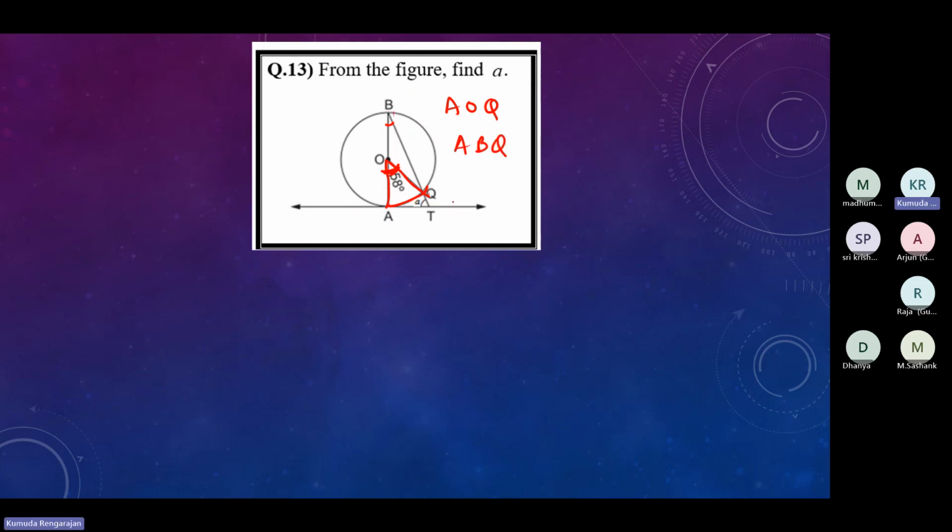ABQ or ABT? See, ABQ, ABT, correct. Okay, so it's made by the arc. Sorry, this angle is angle A. Somebody is distracting me. I'm sorry, children.